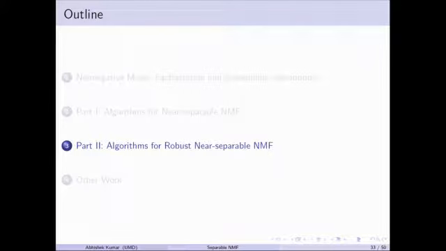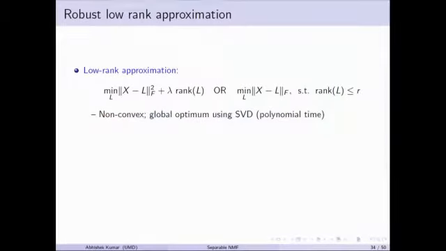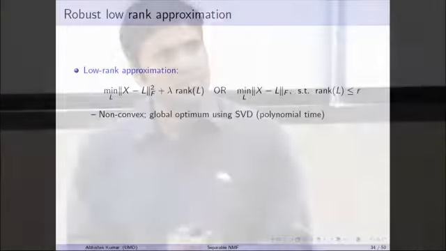Next I'll move on to some extensions of these algorithms to other loss functions like L1 loss and Bregman divergence. Let me start with introducing the problem of low rank approximation. In low rank approximation, we are given a matrix X, and we want to approximate it with a low rank matrix L. In the objective we have a rank penalty, or we have a rank constraint. This problem is non-convex, but we can get a global solution using SVD in polynomial time.